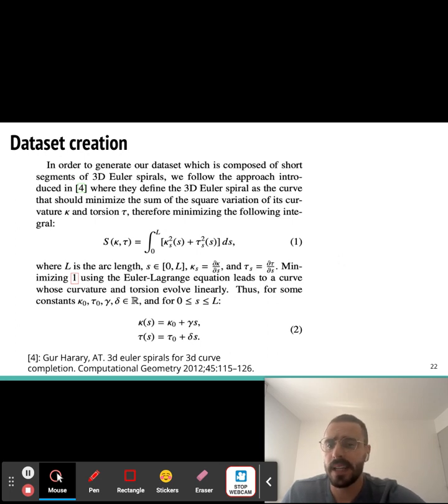So the first step is the dataset creation, where in order to create our dataset, which is composed of short segments of the 3D Euler spiral, we follow the approach introduced in the articles that I showed you before about the completion of the Euler spiral, where they define the 3D Euler spiral as the curve that should minimize the sum of squared variation of its curvature and torsion, therefore minimizing this integral. And by applying this method, we were able to create the pieces of the Euler spiral.